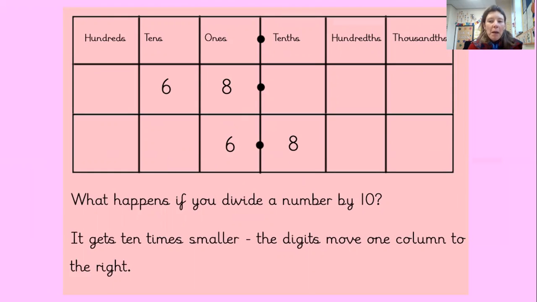So it's shown on the place value table here. If you start with a number, in this example 68, and divide by 10, the number then gets 10 times smaller. So that means that the digits move one column to the right. The decimal point stays where it is. It's the digits that move down one column.